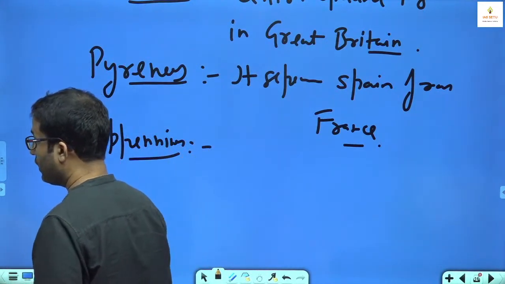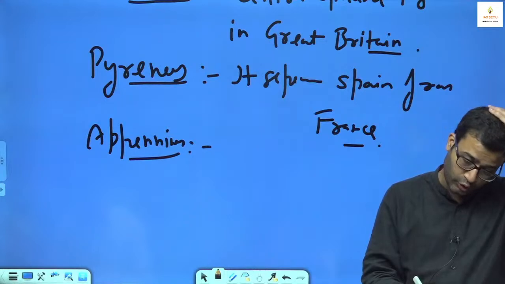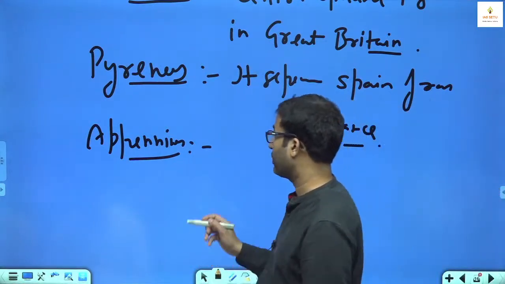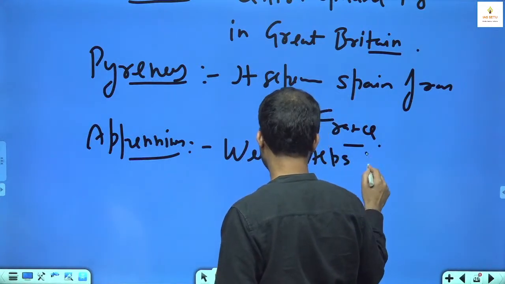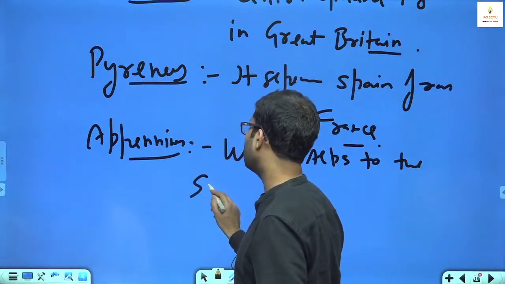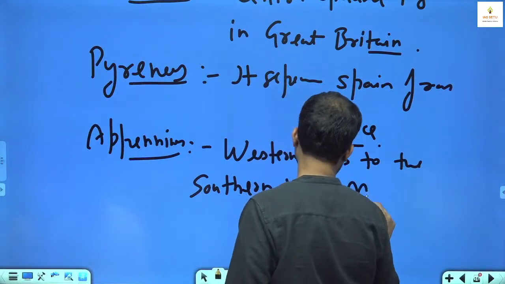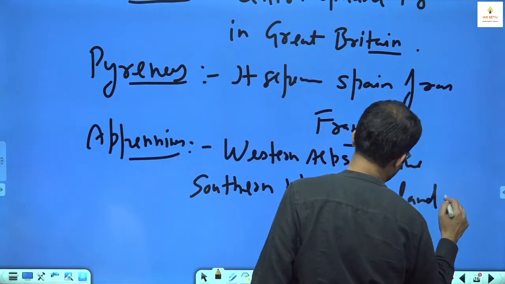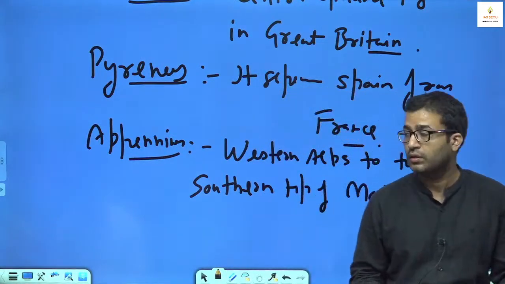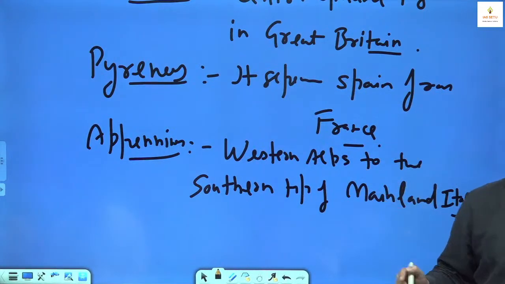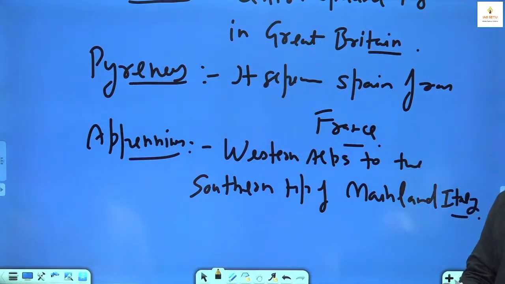Apennines. It lies from the Western Alps to the southern tip of mainland Italy. So what is Apennine? From the Western Alps to the southern tip of mainland Italy, we have Apennine. Okay. Next is Alps.